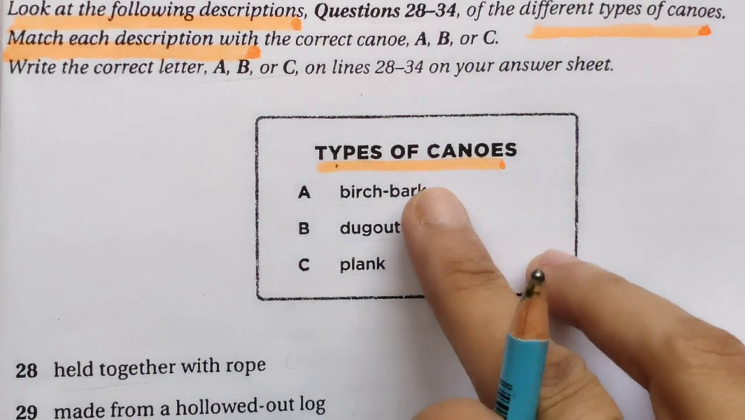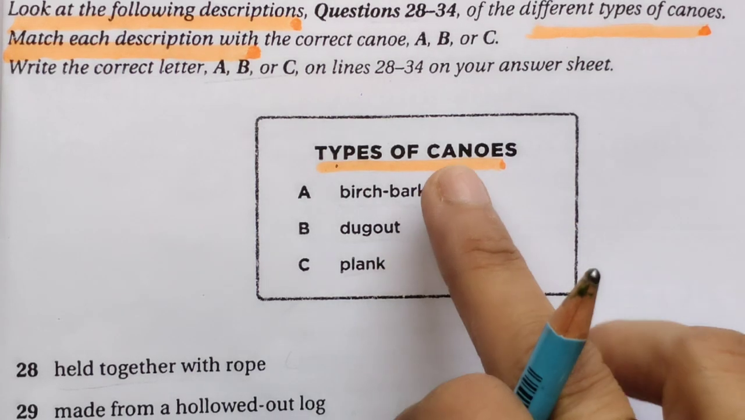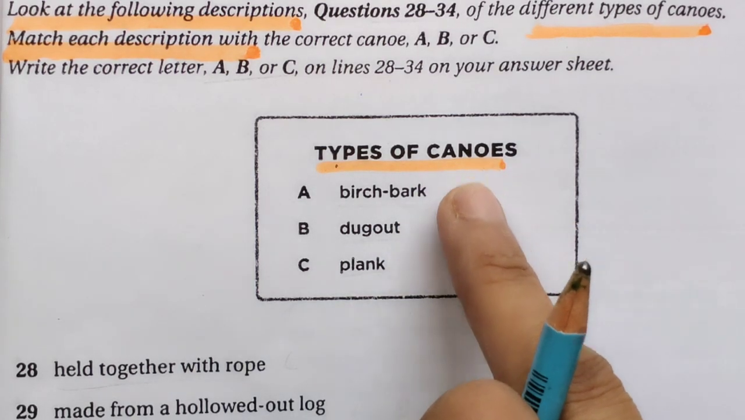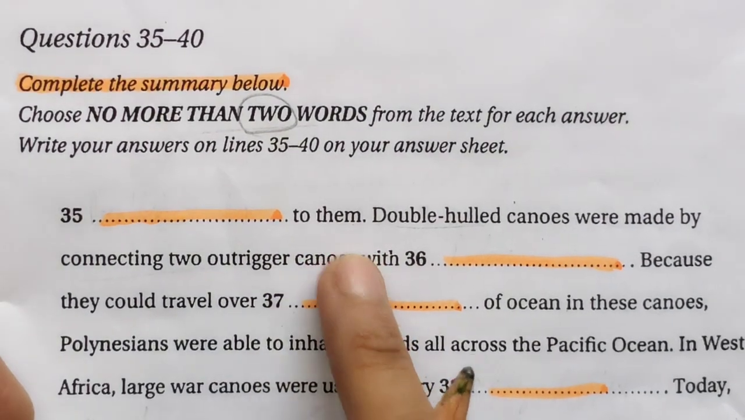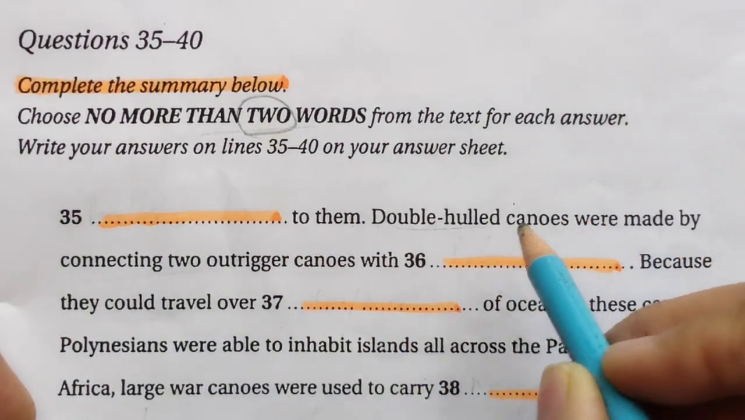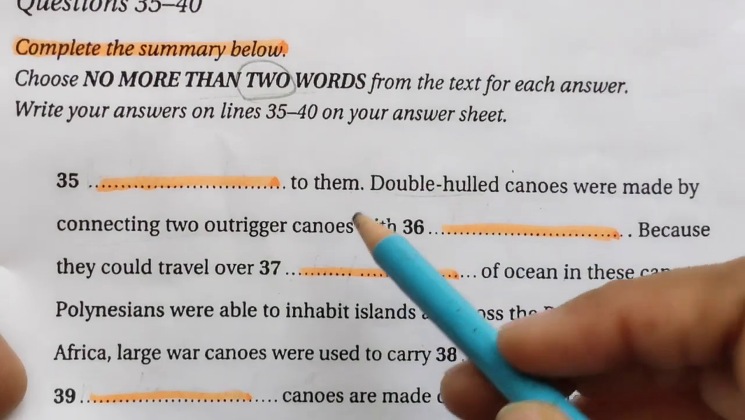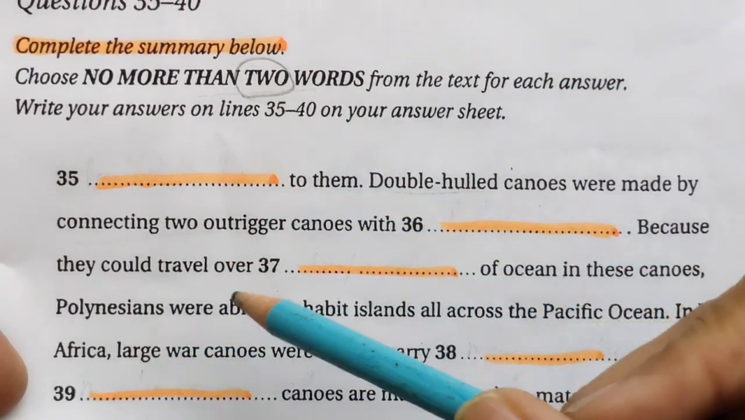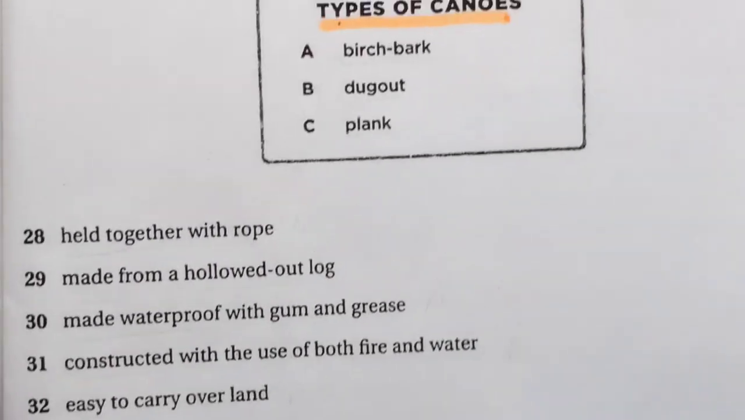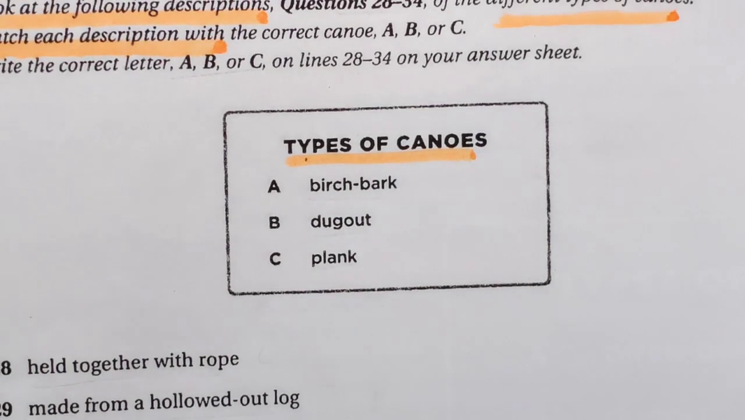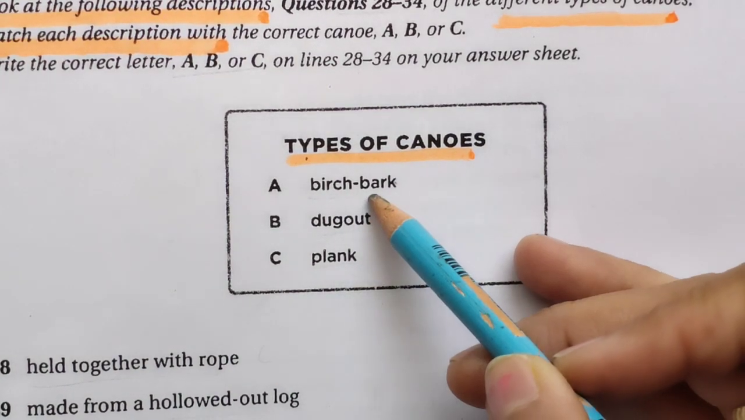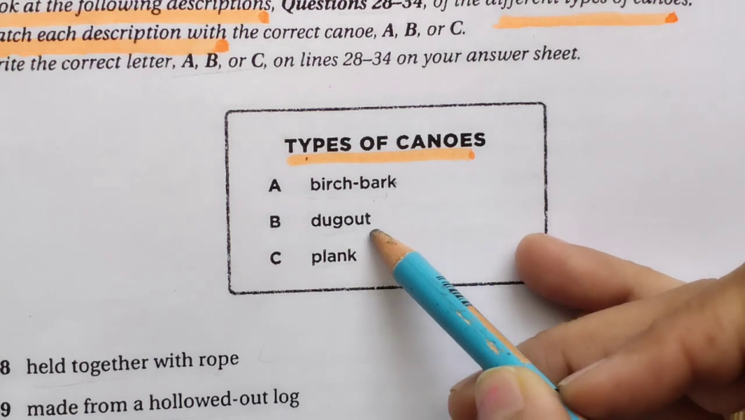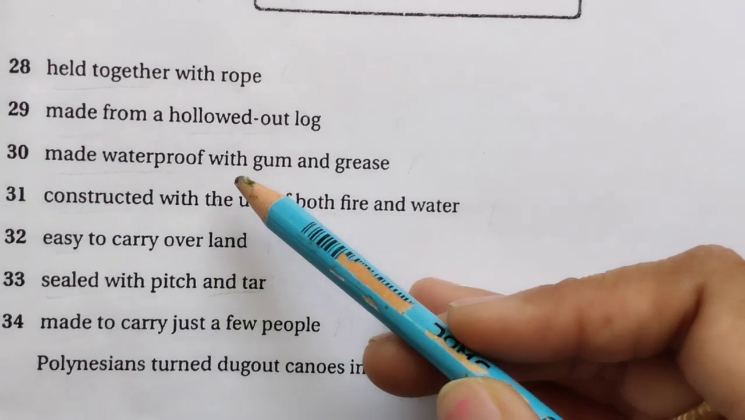It may be possible that 4 or 5 paragraphs will be done while finding locations for these questions. And for the second type of question, whatever we will be underlining or circling may be useful for the second and third type of question. So let's do this list of descriptions kind of thing. Here they have given three types: birch bark, dugout, plank, and for these we have to match.